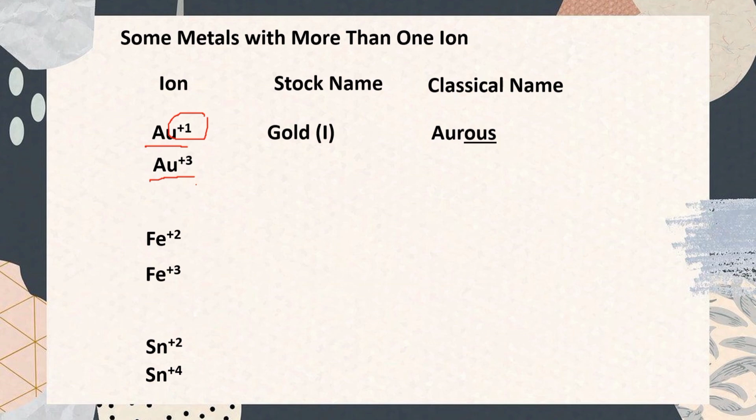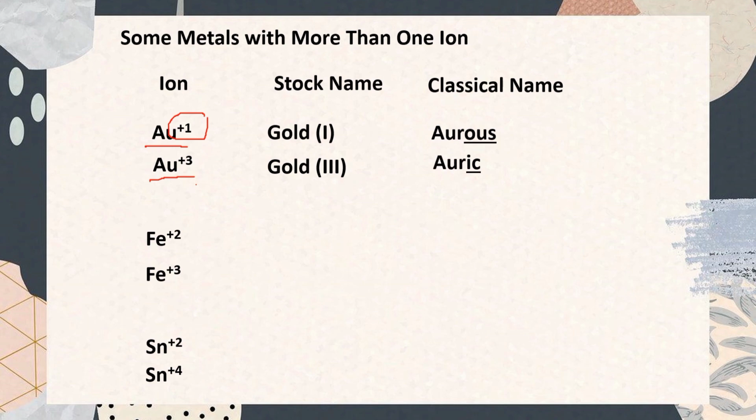How about the second ion of gold, gold positive 3? What would be its stock name? If you said gold 3, then you're right. Very good. It must be gold 3. How about its classical name? Since gold positive 3 bears the higher charge, we use the suffix IC added to the first few syllables of its Latin name, which is aurum. Therefore, the classical name of gold positive 3 is auric.